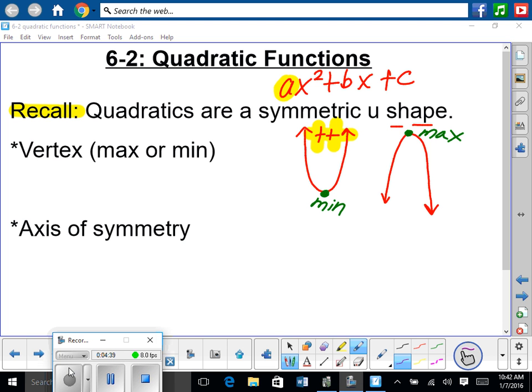Love it. What's another thing for axis of symmetry? It's going to fall on the vertex. So isn't this going to be our axis of symmetry? Okay, awesome. Does anybody else have anything they can say about the axis of symmetry? It's symmetric about it, right? So we've kind of said it all. Okay, good.